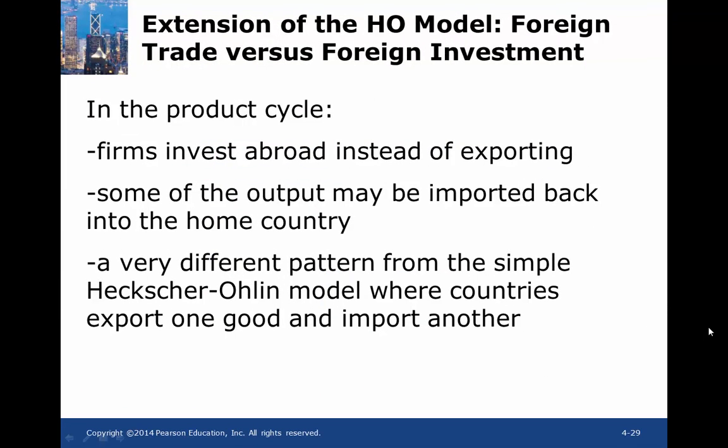Extension of the HO model: foreign trade versus foreign investment. In the product cycle, firms invest abroad instead of exporting. Some of the output may be imported back into the home country. A very different pattern from the simple Heckscher-Ohlin model, where countries export one good and import another.